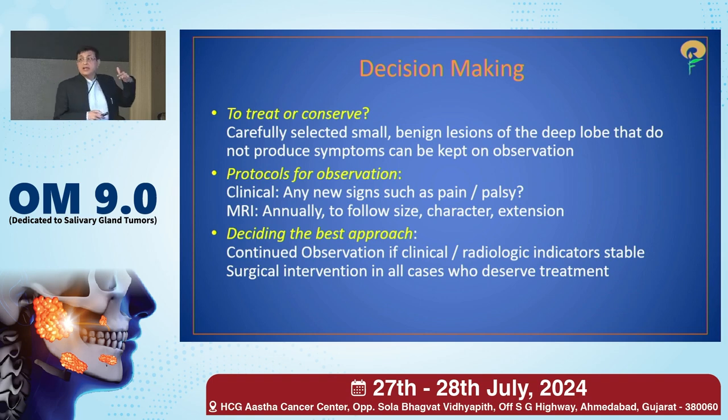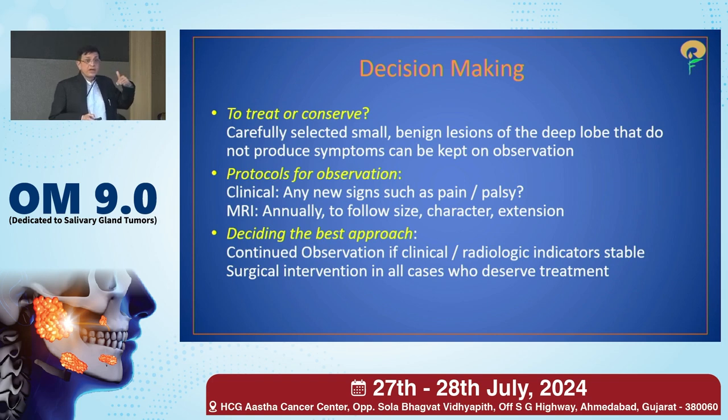Now, decision making, to conserve or to treat. Very important. Carefully selected small benign lesions of the deep lobe that do not produce symptoms can be kept under observation. However, the protocols have to be very clear. Clinically, any new signs, MRI annually to follow size, characteristics, and extension. Most of them we do have a biopsy.